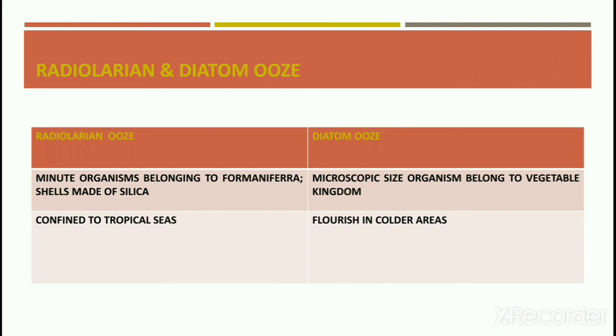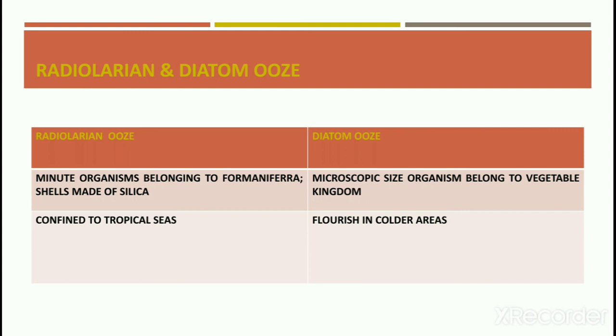The radiolarians are minute organisms belonging to the same great division as Foraminifera. Their shells or skeletons are made up of silica instead of carbonate of lime. Radiolarian ooze occurs only in deep waters and is seldom found at depths less than 2,000 fathoms. It is confined to tropical areas and occurs chiefly in the Pacific Ocean and to a smaller extent in the Indian Ocean. However, it is not known in the Atlantic Ocean.